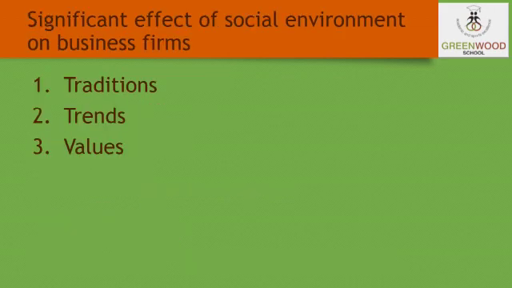Significant effect of social environment on business firms. The social elements affect the business firm in three different ways, that is traditions, trends and values. Traditions refer to such social practices that are followed since decades. Traditions like celebrations of festivals give greater opportunities to businesses like confectionery, sweets, greeting cards, gift galleries, etc.